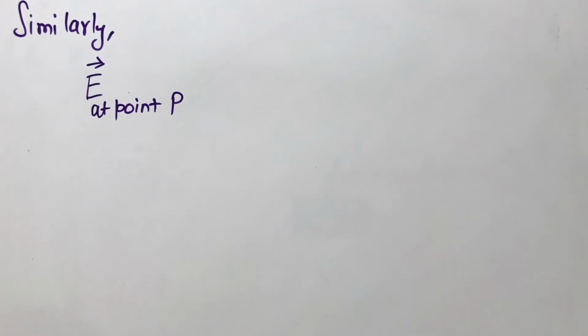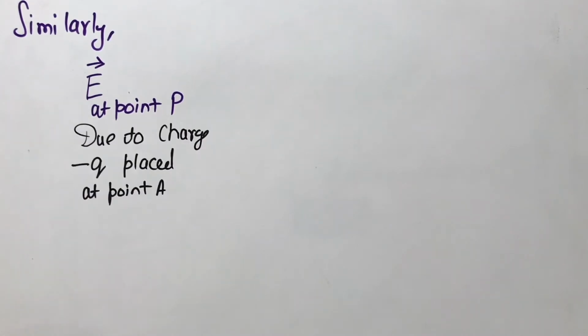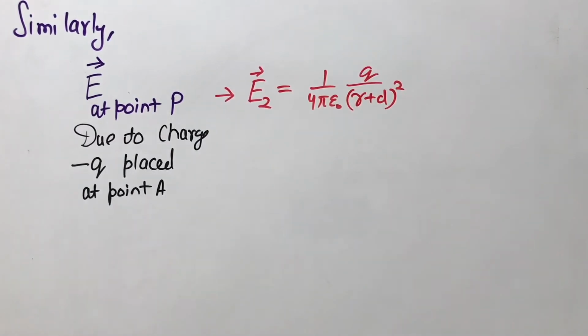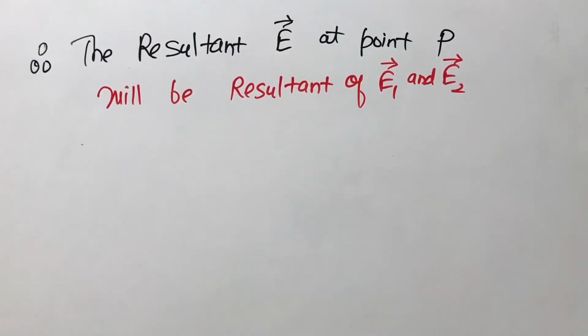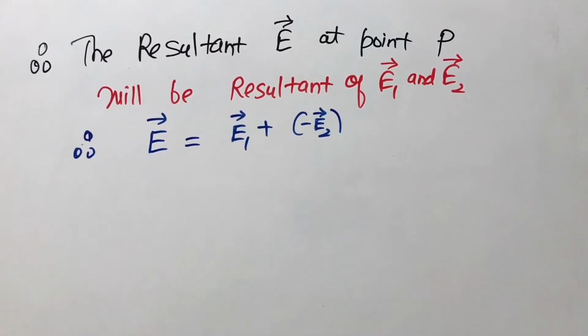Similarly, the electric field intensity at point P due to the negative charge placed at point A, that is E2, will be 1 by 4 pi epsilon naught q by (R plus D) whole square, and the direction will be along PA. It's clear that E1 and E2 act in two different directions, and the net electric field intensity will be the algebraic sum of both. That is, E net is equal to E1 plus negative of E2.